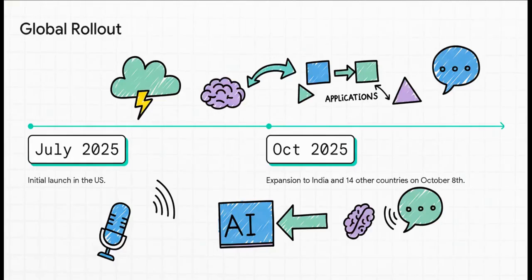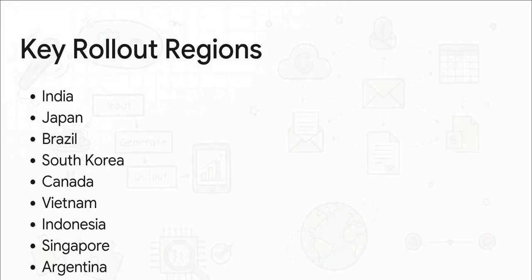And this isn't some far-off future tech. It's happening right now. It kicked off with an initial launch in the US, and a massive global expansion is slated for later in 2025. And just look at where it's headed. We're talking major tech hubs all across the globe. This just shows how serious Google is about getting this powerful tool into the hands of as many people as possible, as quickly as possible.